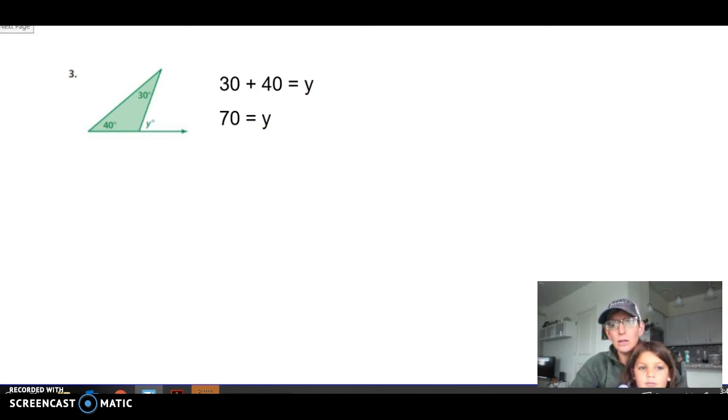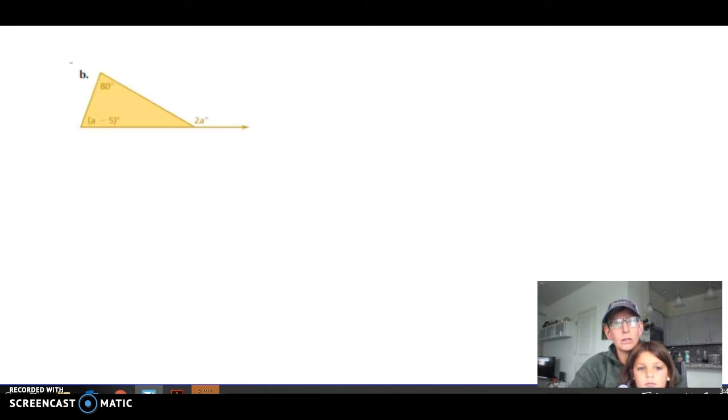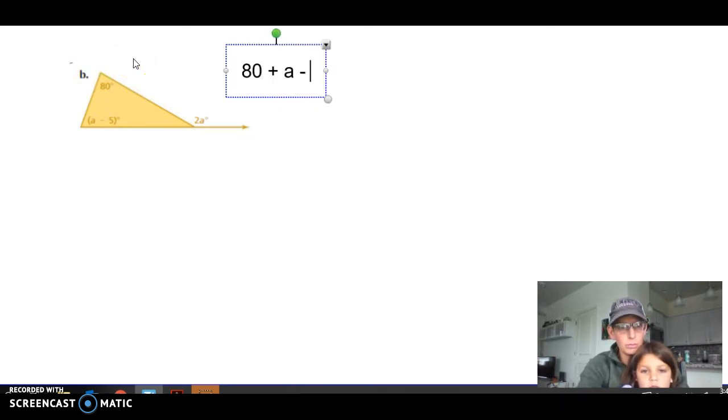Now let's see how it gets harder when it's a little bit trickier, just like we did for the interior angle one. So if you look here, this one's just going to be a little bit trickier, but we're going to use the same method. We're going to take our two non-adjacent angles, so 80 plus that a minus 5. And that's going to equal our exterior angle, which we see here is not just a, but it's a 2a.